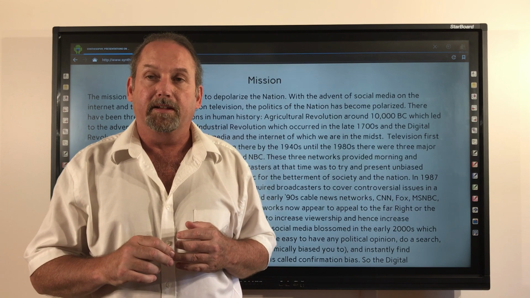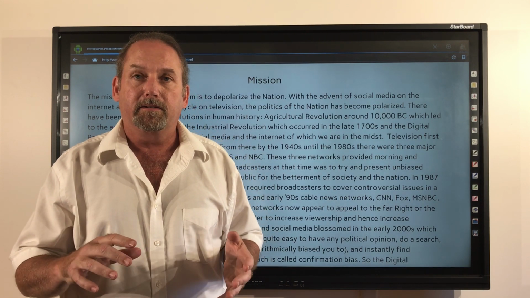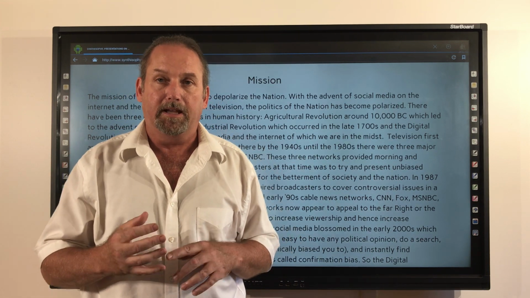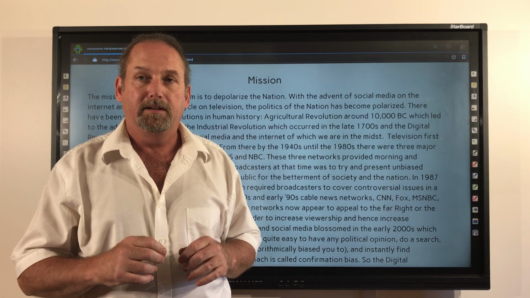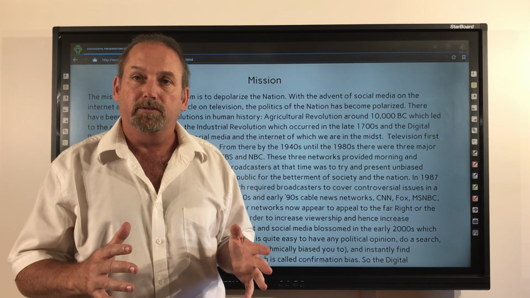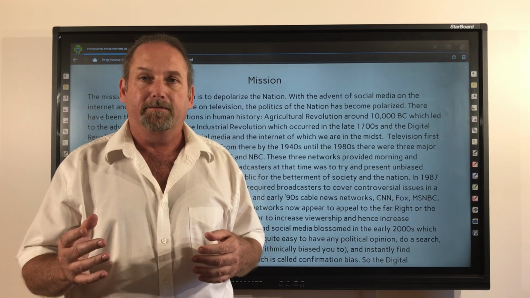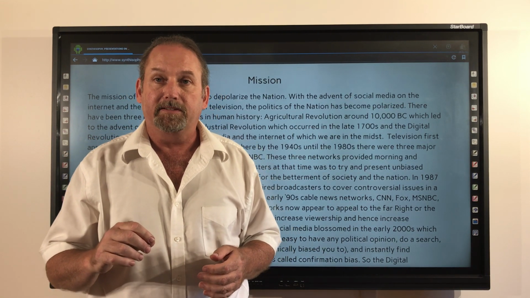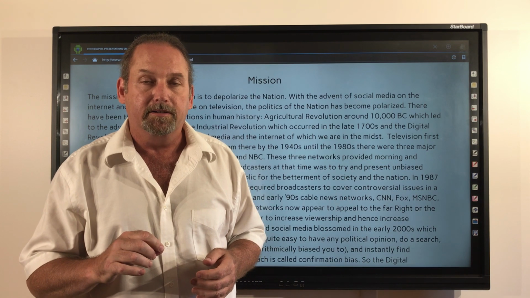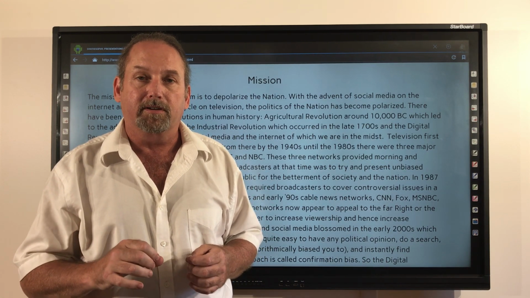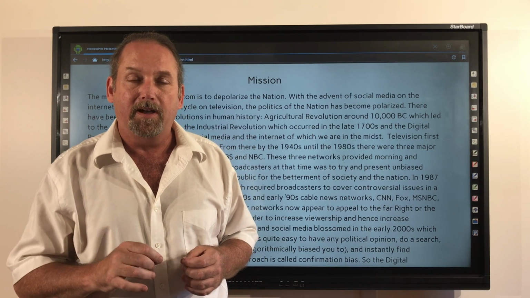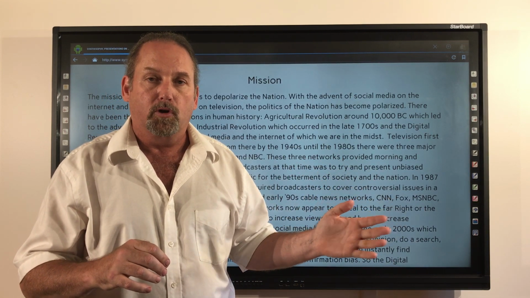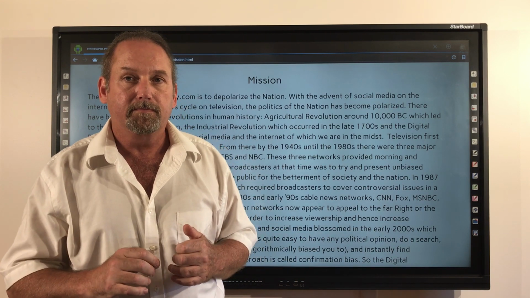Television first appeared in the United States in 1928. From there, by the 1940s until the 1980s, there were three major broadcasting networks: ABC, CBS, and NBC. These three networks provided morning and evening news, trying to present unbiased information to help society. In 1987, the FCC eliminated the Fairness Doctrine, which required broadcasters to cover controversial issues in a balanced fashion, providing information from both for and against any political issue.